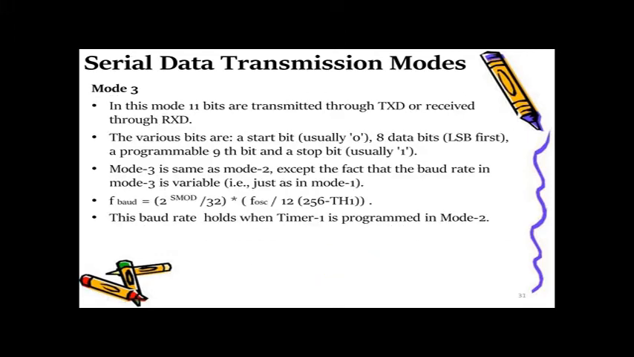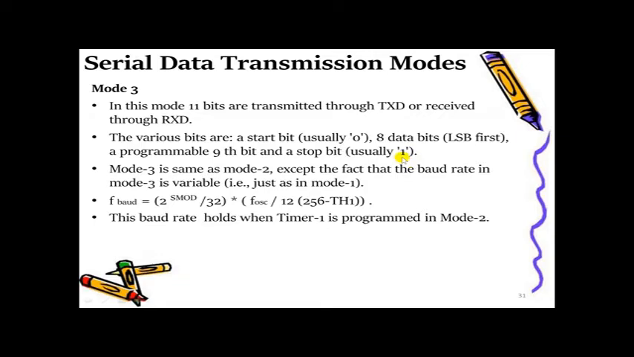Next, mode 3. In this mode, 11 bits are transmitted through the transmitter and received through the receiver. The bits are a start bit, usually 0, as we discussed in the previous slides, 8-bit data with the LSB first, that is the least significant bit, a programmable 9th bit, and a stop bit, usually 1. Always remember, the start bit will always be 0 and the stop bit will always be treated as 1.